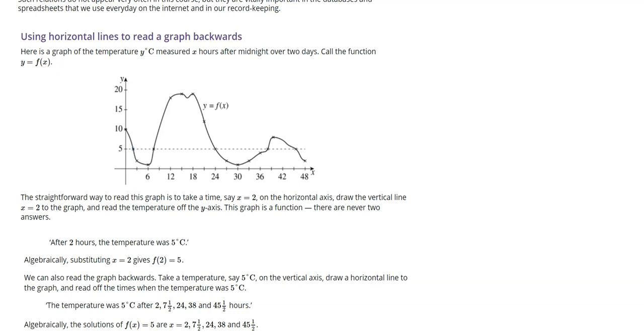And draw a vertical line at x equals 2, so around something like that. And we'd see where that intersects with the graph or the function. And then we'd dot that across, so we say, oh, well, that intersects with the graph at y equals 5. So the temperature must have been 5 degrees. So after 2 hours, the temperature was 5 degrees, and that's what we'd say.